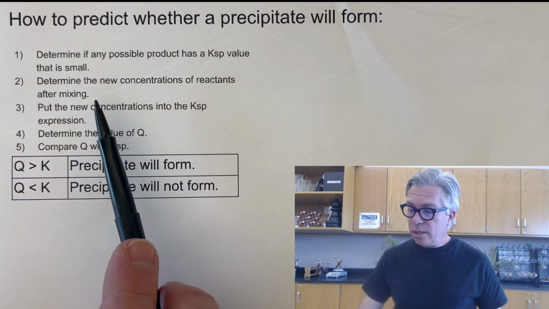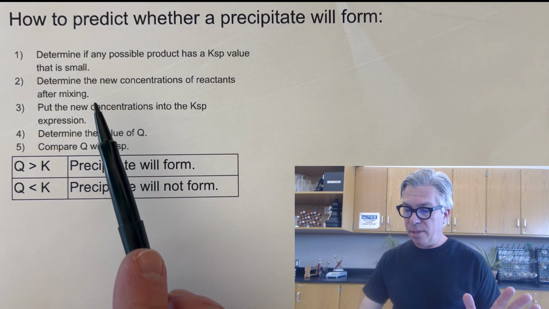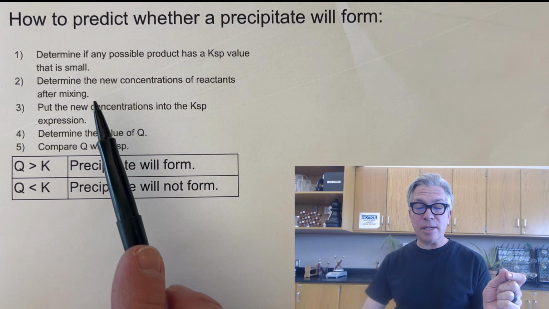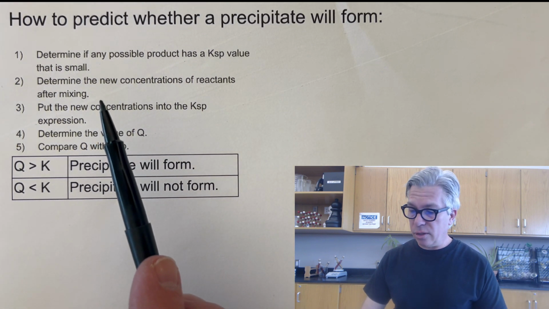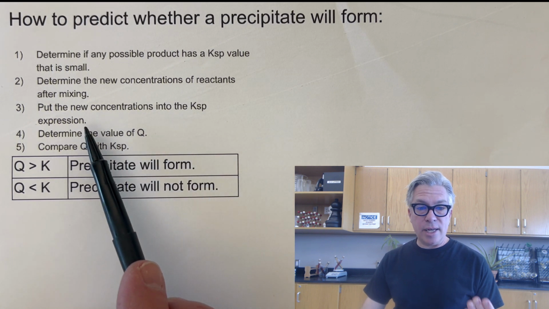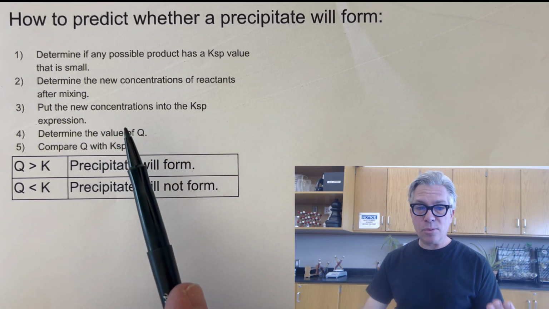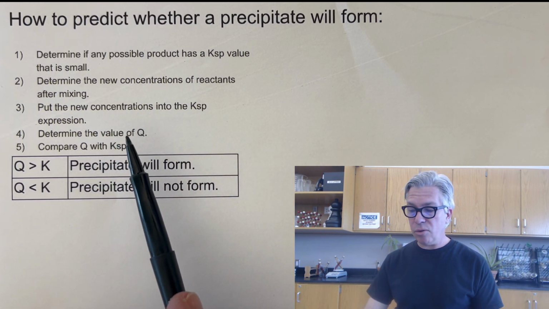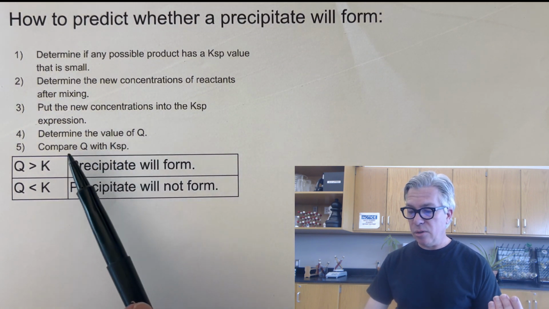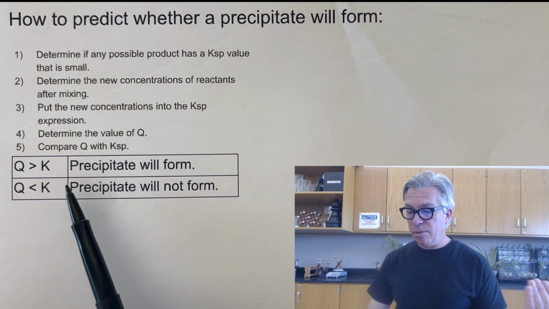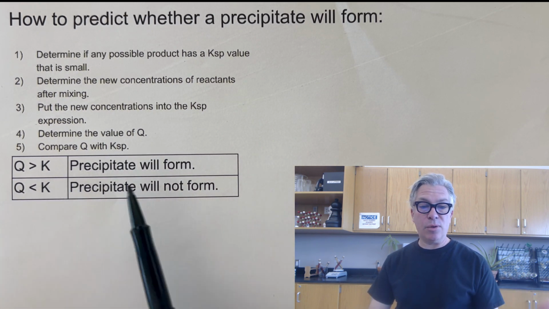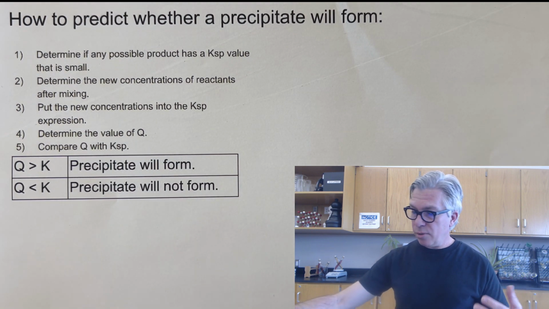Once we determine if there's a possibility of a precipitate, we'll determine the new concentrations of reactants after mixing, because as soon as you mix them, their concentrations have changed a little bit. Put the new concentrations into a KSP expression for that substance, using the reaction quotient, determining the value of Q at this moment. Then we compare Q with KSP: a precipitate will form if Q is greater than K, or if Q is less than K, a precipitate will not form. So let's get into it.